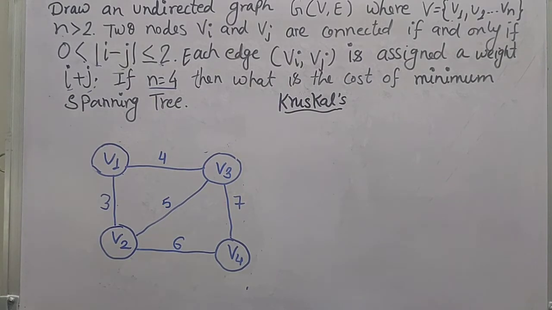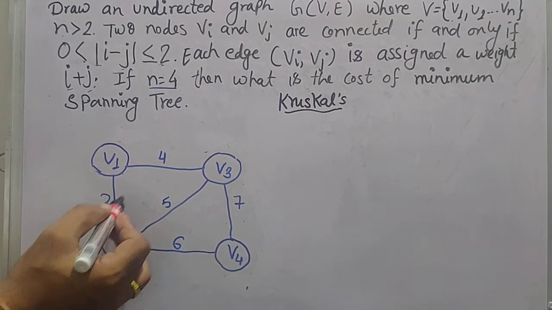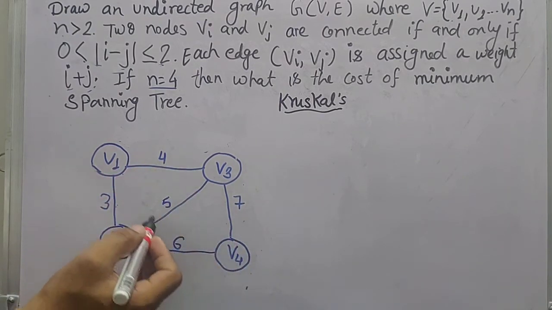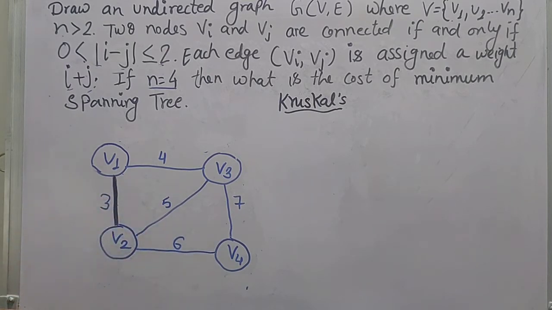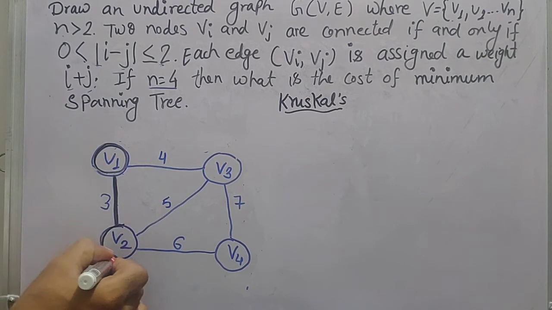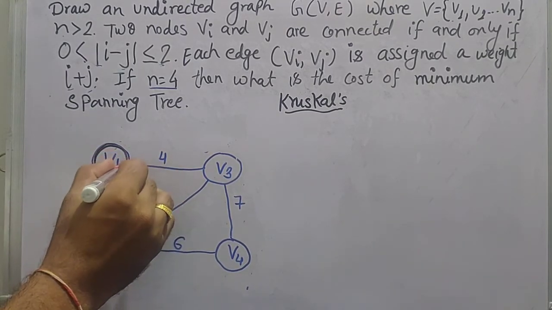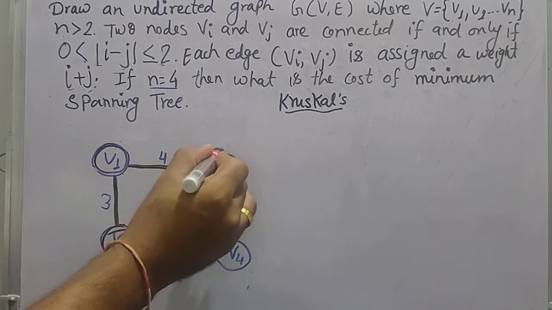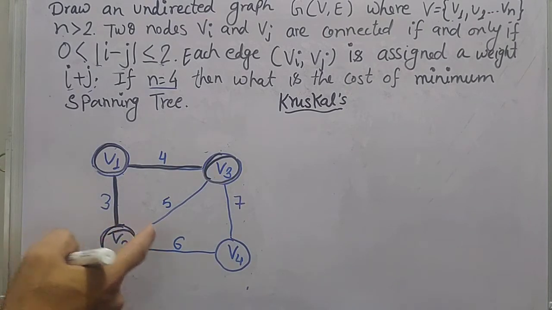How does it work? Consider all the edges in non-decreasing order. So it means the minimum value, minimum edge. If you compare 3, 4, 5, 6 and 7, this is the minimum value. So you can select this edge, connecting these two vertices. Next minimum is 4. So you can select this edge. Okay. Next minimum is 5.